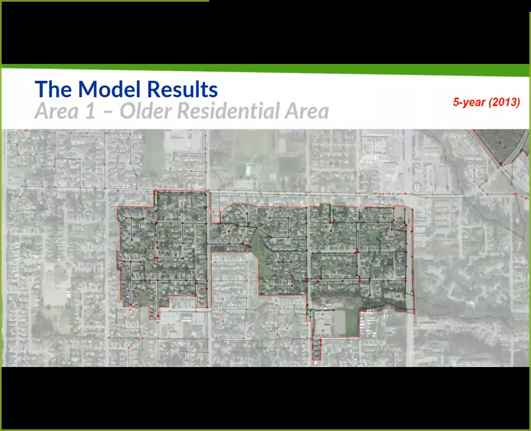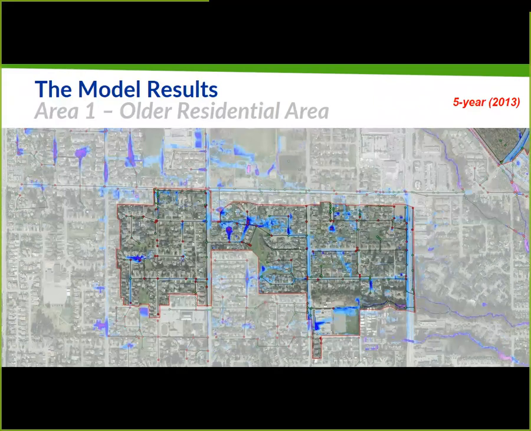Okay, so here we have area 1, it's the older residential area, and we're showing at the moment just the red dots for the 5-year 2013 event. So the question, like we said before, is we need a numerical approach to look at whether or not it matters. And without that two-dimensional overland flow model, it's very difficult to understand what those red dots really represent, what the flooding extents are, and so on. So this graphic here shows you the performance based on today's design storm and the existing system.